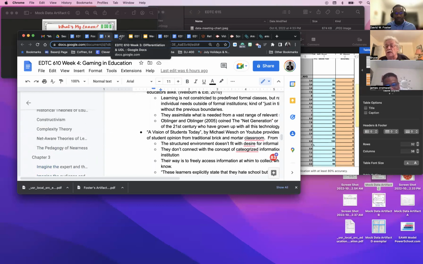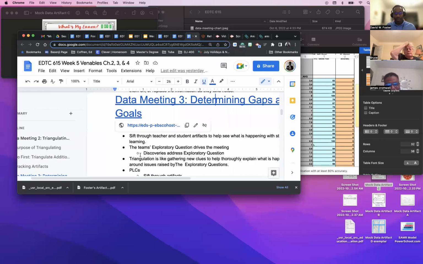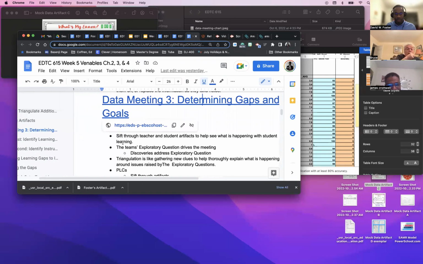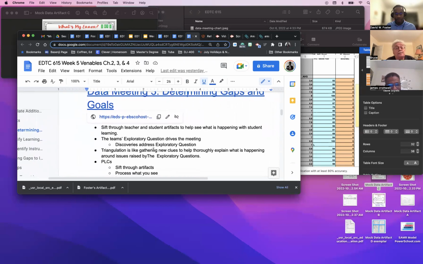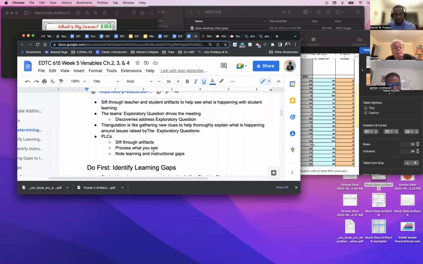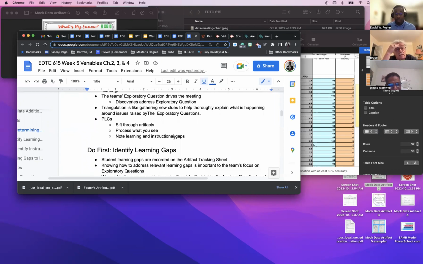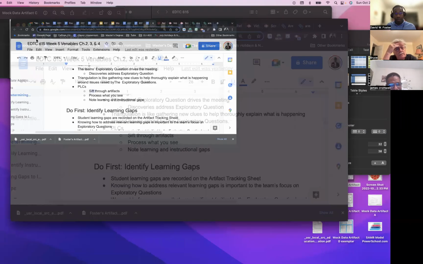If I had to do it, I could do it, if I could pull it up. There it is, chapter 3. Data meeting 3, determining gaps and goals. Sift through the teacher's artifacts, see what's happening with student learning. The team exploratory question drives the meeting. Let me make this bigger. I apologize.